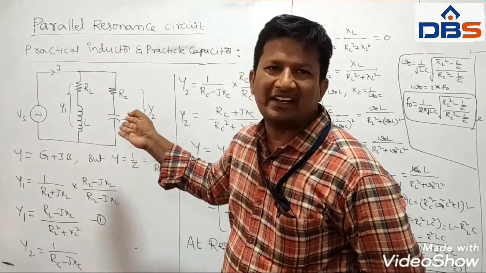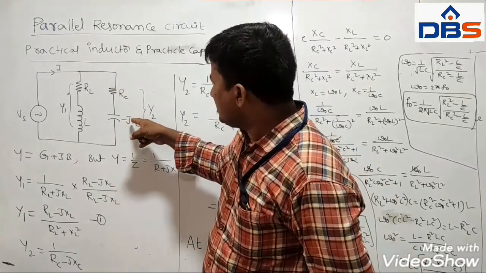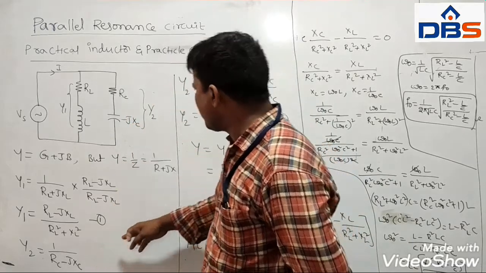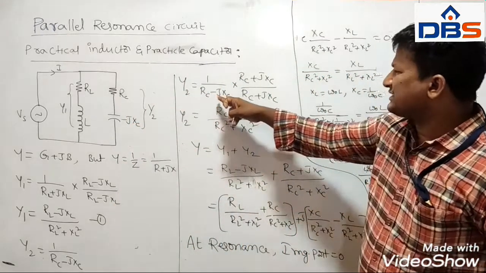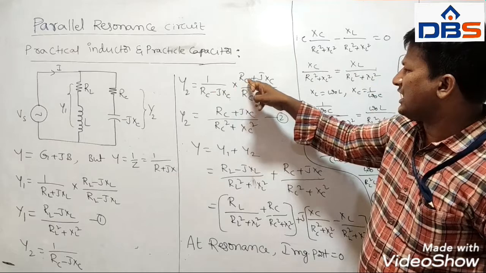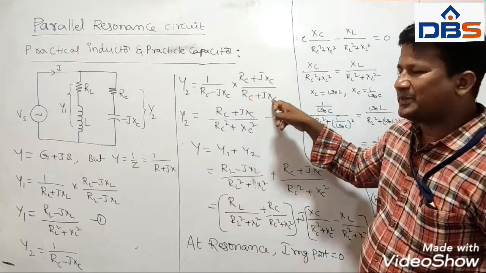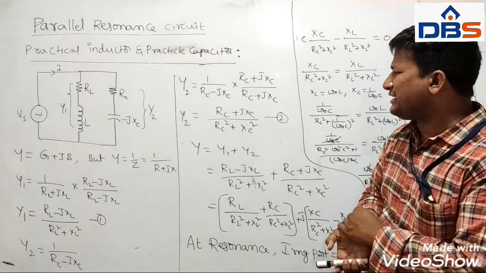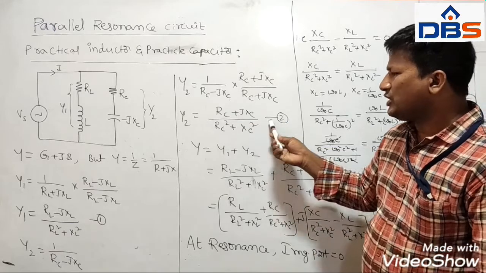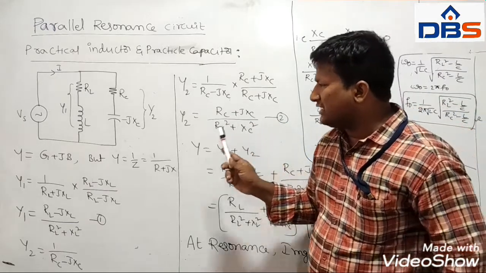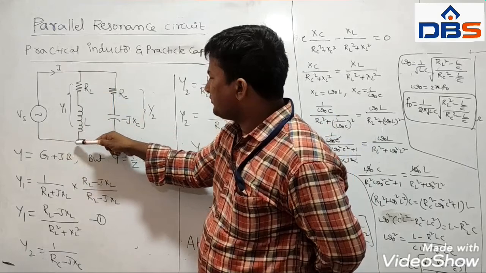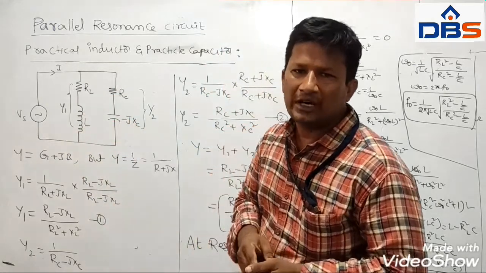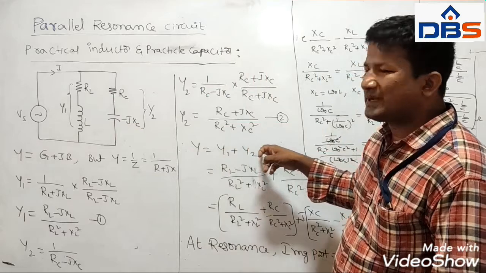Y2 is the practical capacitor branch. So Y2 is equal to 1 by RC minus jXC. Now rationalize that: 1 by RC minus jXC multiplied by RC plus jXC by RC plus jXC. Now Y2 equals RC plus jXC by RC square plus XC square, as equation 2. Generally you separately calculate each branch admittance and then combine them, so Y is equal to Y1 plus Y2.